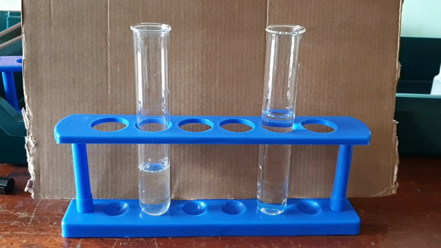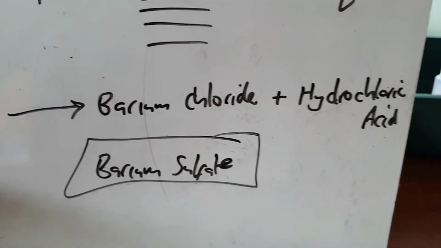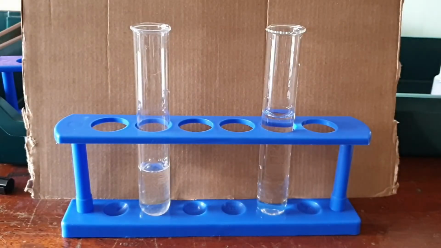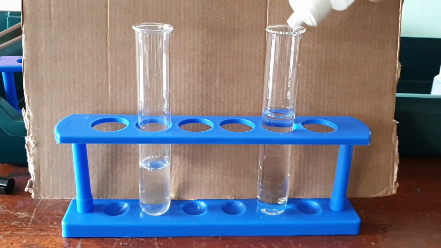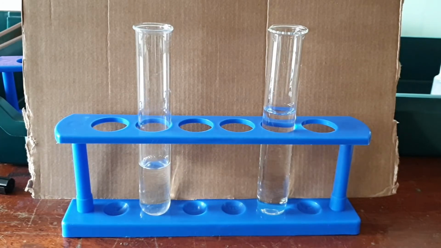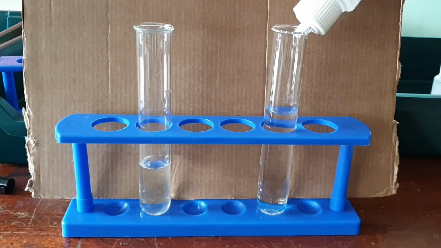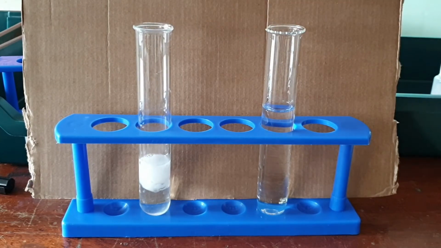So what do we say for our test? To test for sulfate, we need to add barium chloride and hydrochloric acid. So I'll put a few drops of hydrochloric acid in, and then I'll add some barium chloride to it.